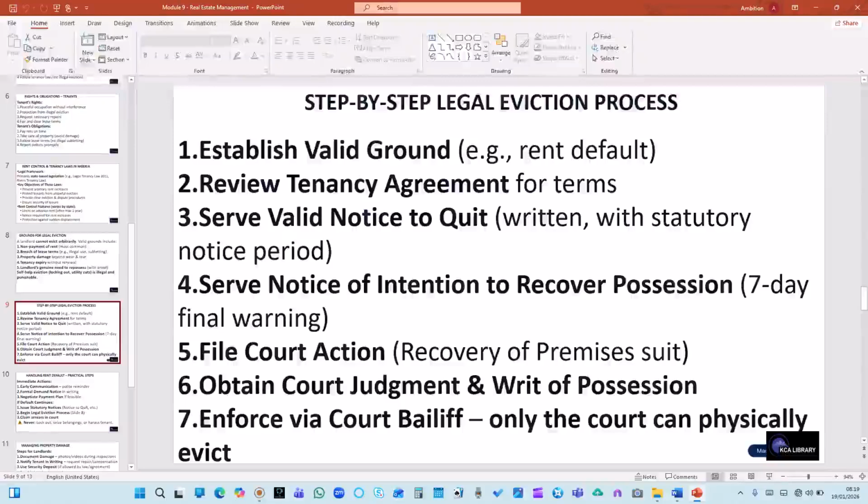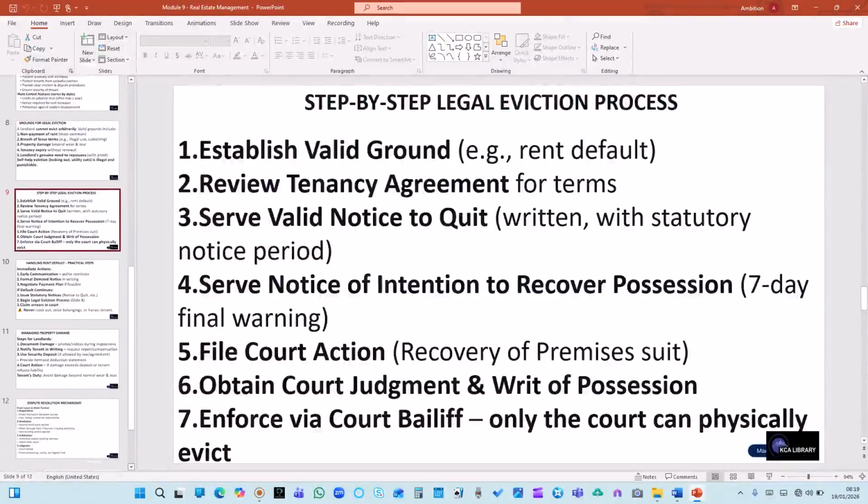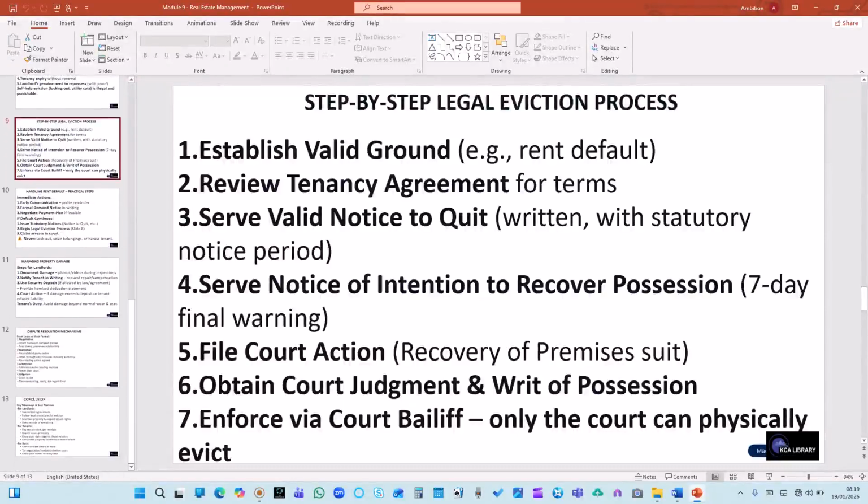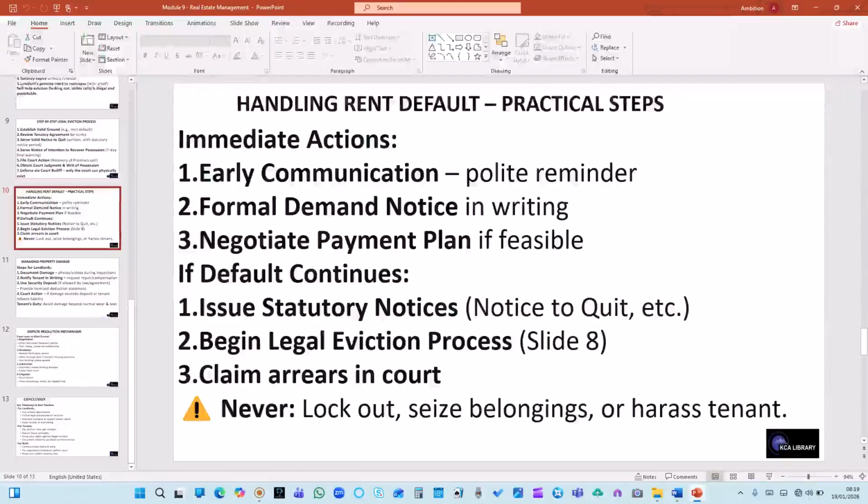So number seven in the process, the court enforces via a court bailiff. Only the court can physically evict the tenant. So these are the step-by-step approach to evict a tenant legally. Let us move further. Let us look at handling rent default.